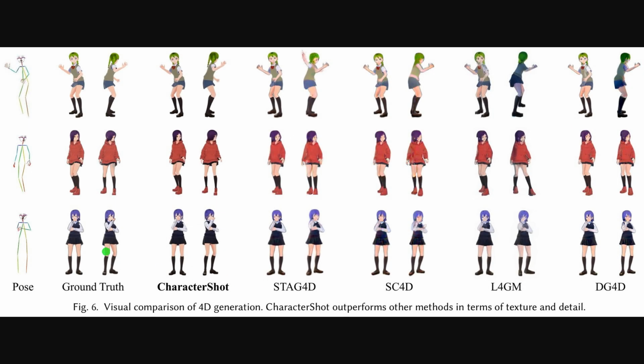And those impressive numbers really come to life in this visual comparison of the final 4D generation. Each row here shows a different character, starting with the input pose and the ground truth for reference. Then you see the output from CharacterShot, followed by several competing models. If you look closely, especially at the results from methods like SC4D or L4GM, you'll notice artifacts, like blurry textures and some distorted details. In contrast, the CharacterShot generations are consistently sharper and much more faithful to the original.